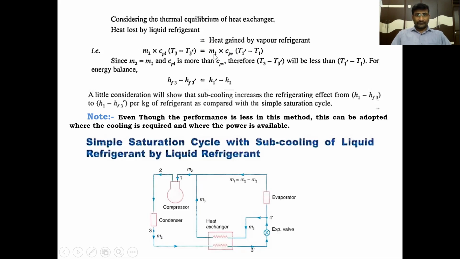Here, M2 is equal to M1, as we know that the mass of refrigerant coming from the condenser is equal to the mass leaving the evaporator. Since M2 is equal to M1, and CPL, the specific heat of liquid, is always more than the specific heat of vapor because the liquid has more ability to absorb heat, therefore the temperature difference T3 minus T3 dash is less than T1 dash minus T1. When CPL is more than CPV, to equate these two, this difference must be less.